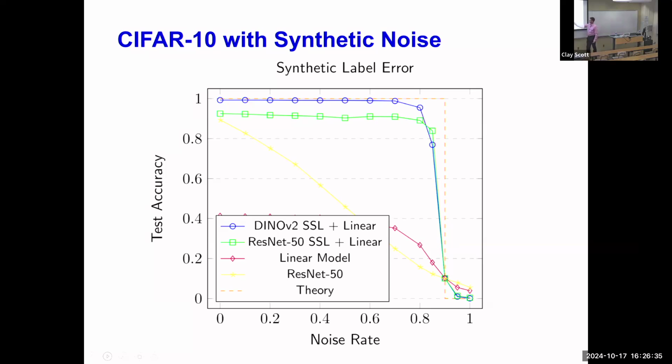By the way, this dashed line is the theoretical limit beyond which you can't hope to learn, right? If the probability of flipping the label is more than 90%, then when you're to the left of this line, the majority label is going to be the true label. And so you can hope to learn, but that's not the case once you cross that line.